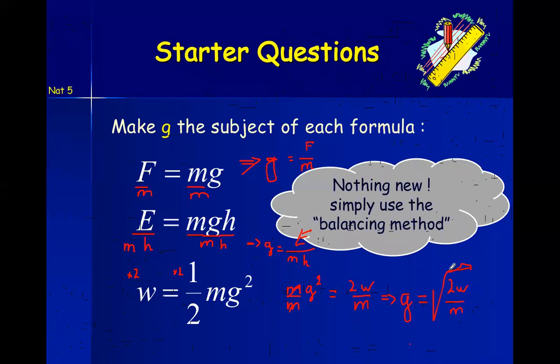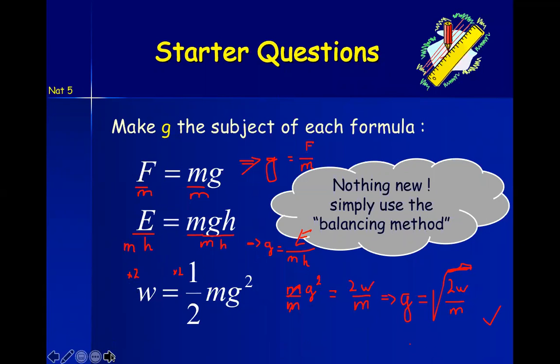So I should do my square root a bit better. It's just this part, okay? And that's your answer. So the only difficulty was to make sure that when you square it, remember, you can see it's going all the way down. So don't just square the 2w, but it's the 2w divided by m that we square.